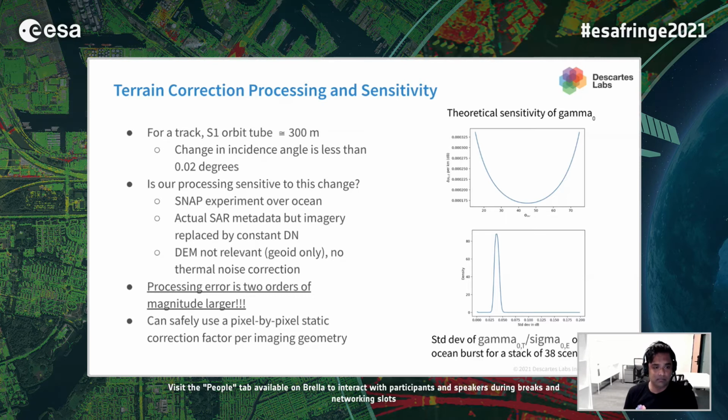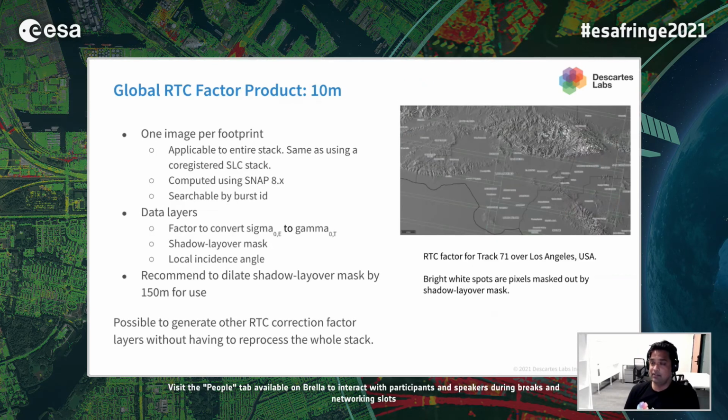So this is essentially what we've done. We've created a global RTC factor product, same at 10 meters, one image per burst footprint. That correction applies to the entire stack. This is essentially the same as creating a co-registered SLC stack and then using the same terrain correction factor for the entire stack, or using the same terrain correction computation. This is well known in the InSAR community, but I see people doing terrain correction on every image, even though it's been acquired from the same geometry.